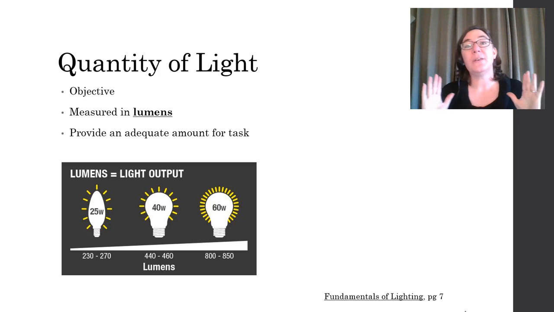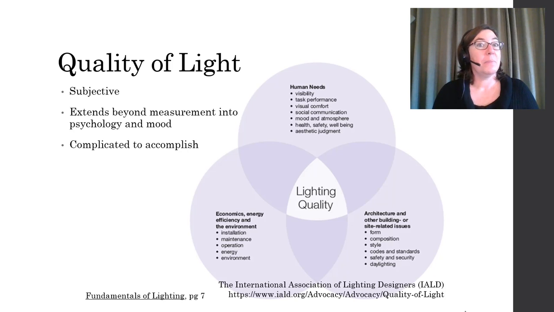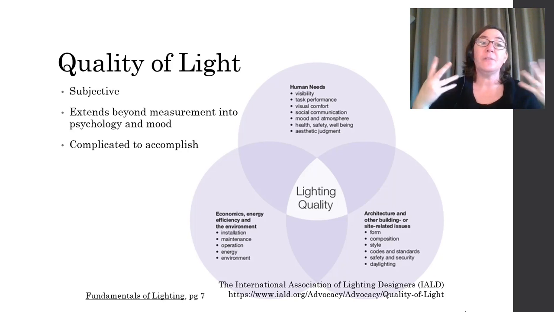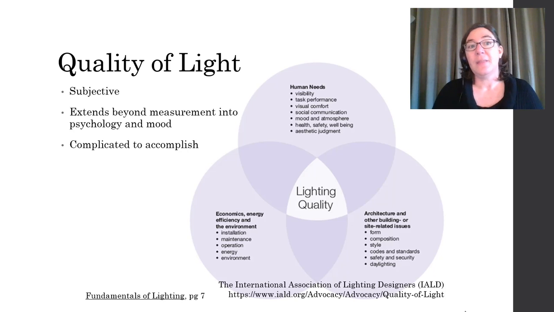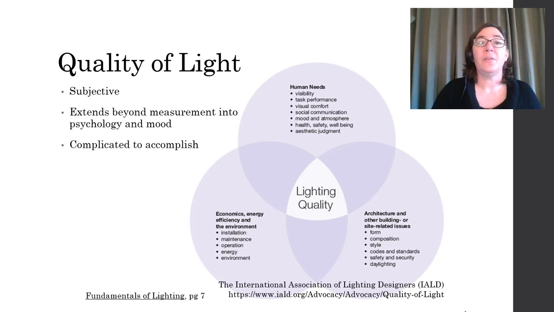Later in our semester, we're going to be studying the quantity of light. The quantity of light is an objective measure, measured in lumens, and as lighting designers, we need to provide an adequate amount of light for whatever's happening in the room. But right here at the beginning of our semester, let's focus on the quality of light. This is a subjective measurement, and it extends beyond those objective measurements, beyond the lumens and the watts, into psychology and mood.